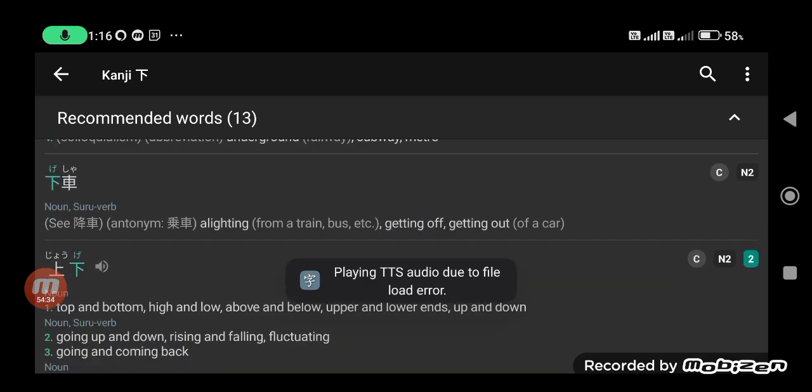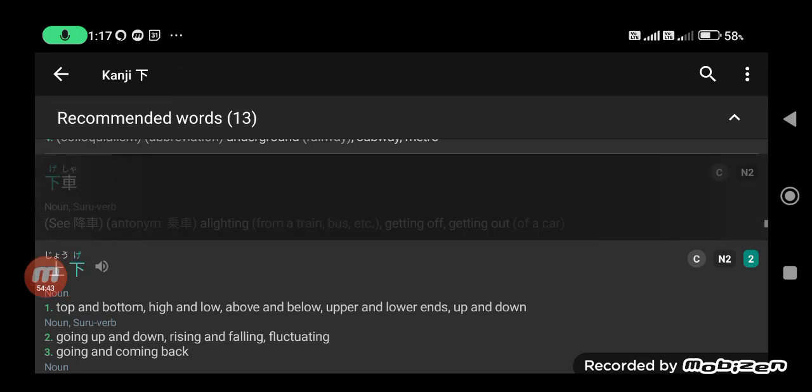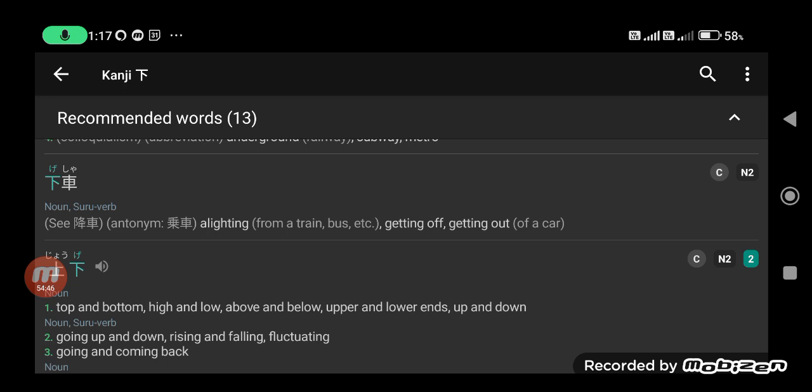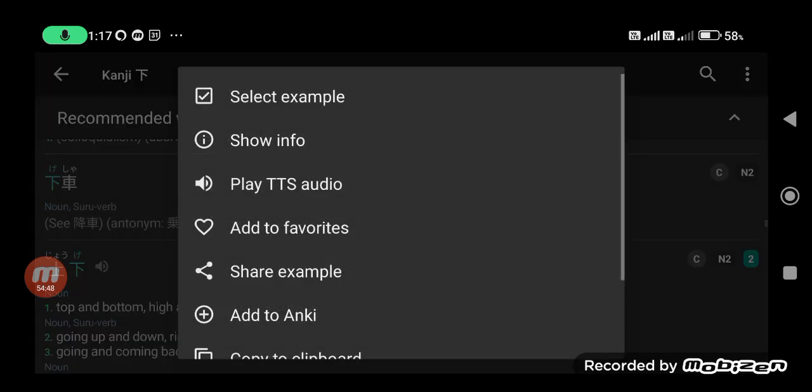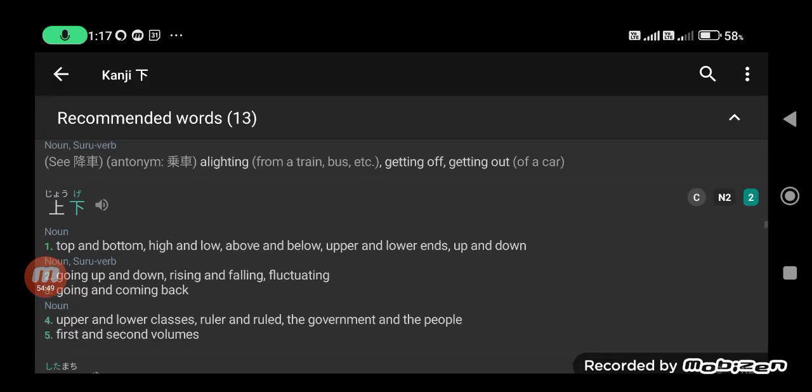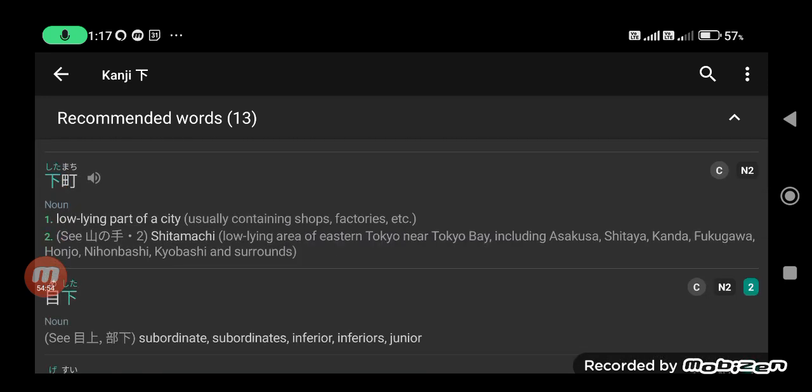Gesha means alighting from a bus or train, getting off the train or bus, getting out of a car. Gesha is a noun, or gesha suru as a suru verb. Joge, top and bottom. Shitamachi, the low-lying part of a city.